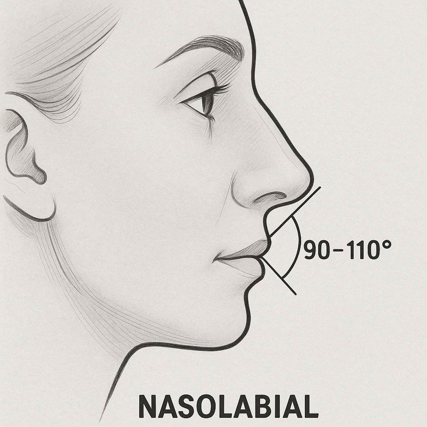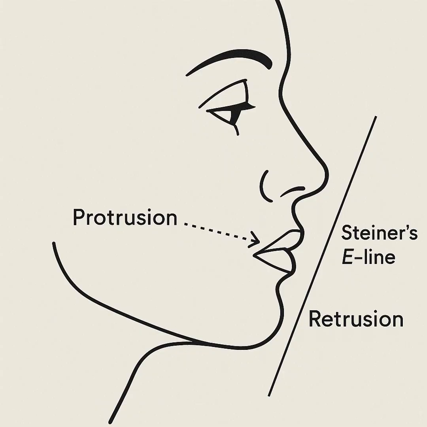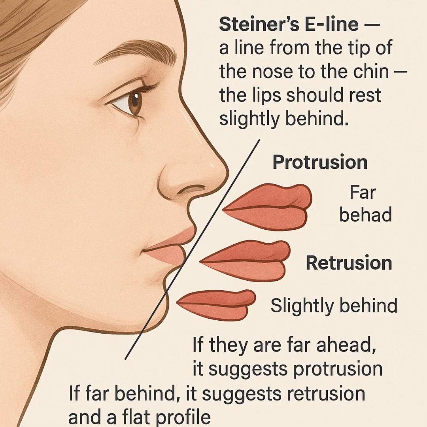Proclined incisors tend to flatten this angle, while retraction can increase it. Over-retraction, however, can make the nose appear larger than it really is, a classic aesthetic mistake. Then we examine the lips. Using Steiner's E-line, a line from the tip of the nose to the chin, the lips should rest slightly behind.